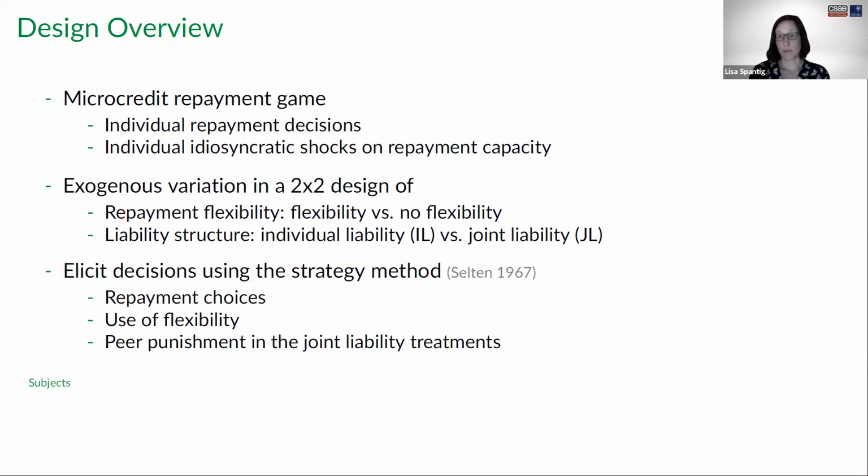Importantly, and this will be important in our identification, we use the strategy method. So people make choices contingent on different states of the world. I will explain in more detail what this means, but we basically have choices for a borrower, what they would do when they face an income shock, and also choices when they don't face an income shock. And we will look at repayment choices and the use of flexibility, and then also this peer punishment as a measure of social pressure.